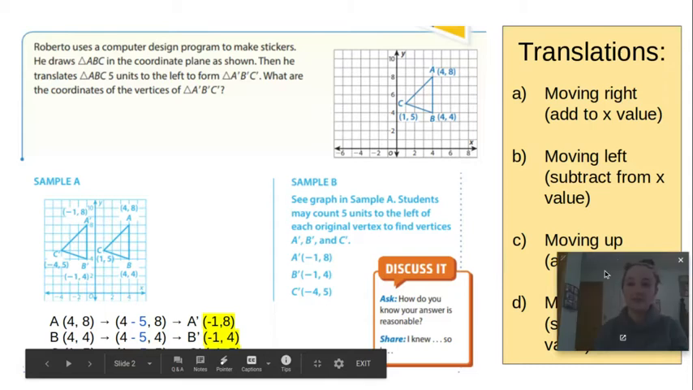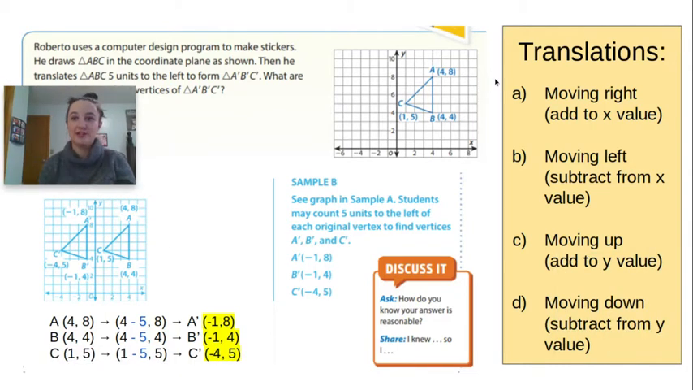So quick little review from yesterday. Remember that translations change your X or your Y value. Moving right or left will change your X value, and moving up or down will change your Y value. If you go to the right, you are adding to your X value. If you move to the left, you are subtracting from your X value. If you move up, you're adding to your Y value, and if you move down, you're subtracting.